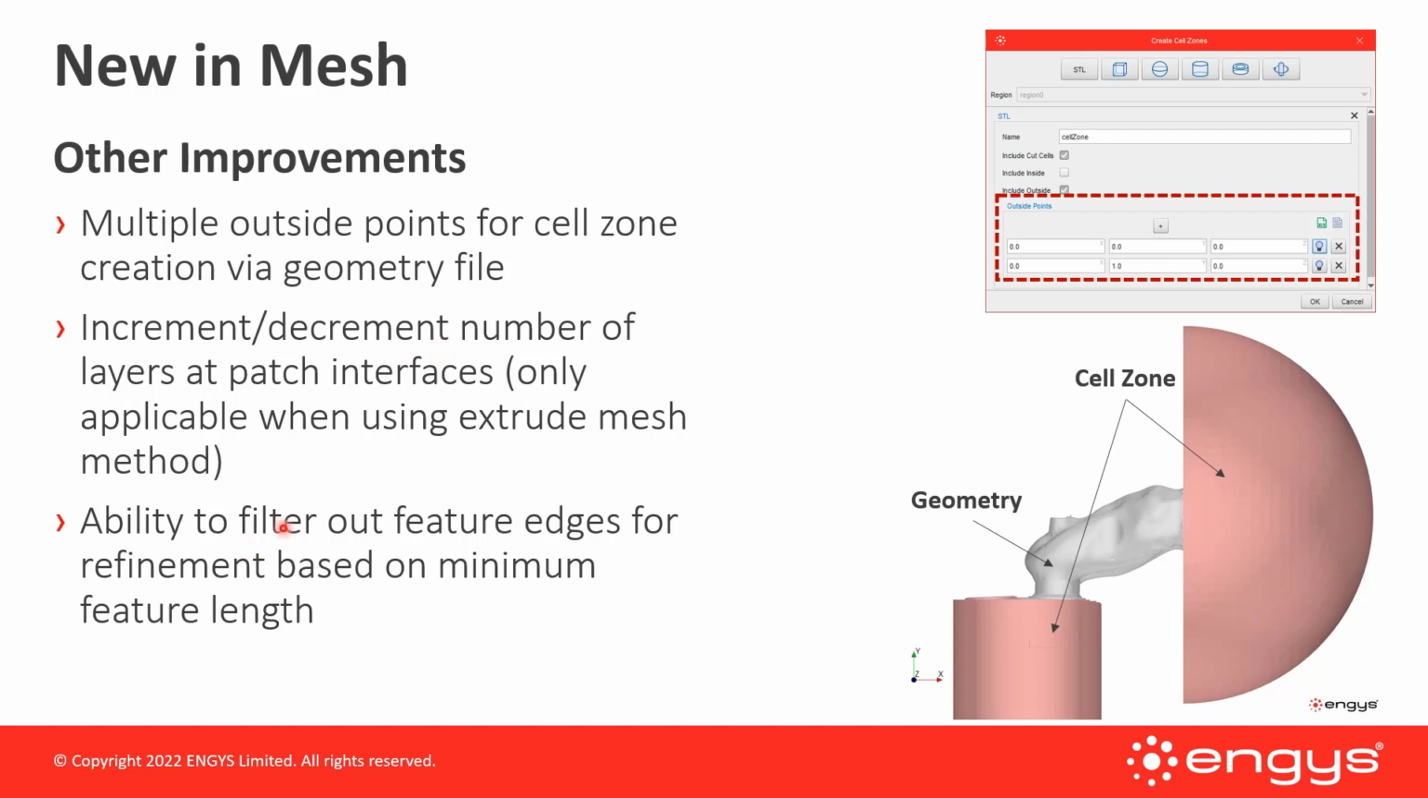Finally, we have a tool inside the mesh component to filter out small edges. So when you have, for example, noisy triangulated surfaces, this can generate spurious feature edges. And this can then be selected for feature refinements, and this of course will result in bad quality meshes. So this capability, which is based on the definition of a minimum feature length by the user, allows you to get rid of these small feature edges.